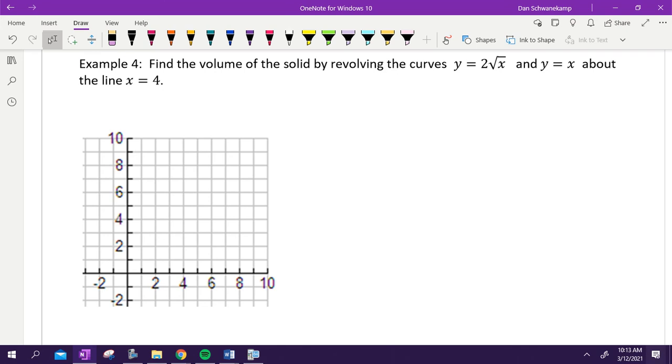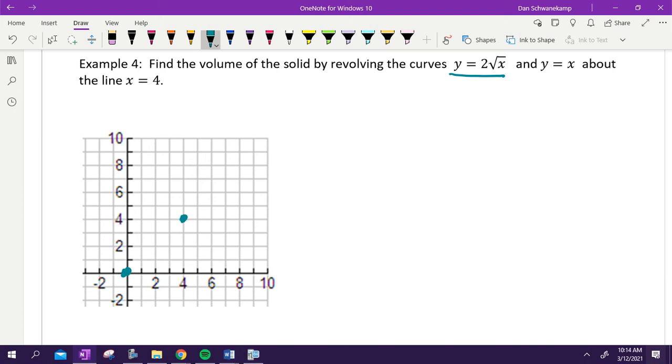Okay, example 4, find the volume of the solid revolving those two curves, y equals 2 square root of x and y equals x, about the line x equals 4. So obviously we need to draw first. Y equals 2 square root of x. I'm not great at it, so I'm going to plug in some points. I plug in 0, I get 0. What else should I plug in? We could plug in 4. Square root of 4 is 2 times 2 would be 4. So at 4 we get 4.